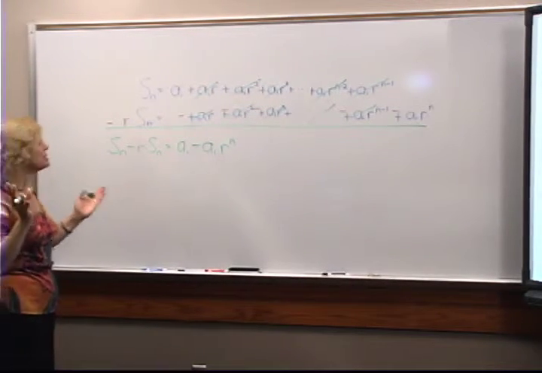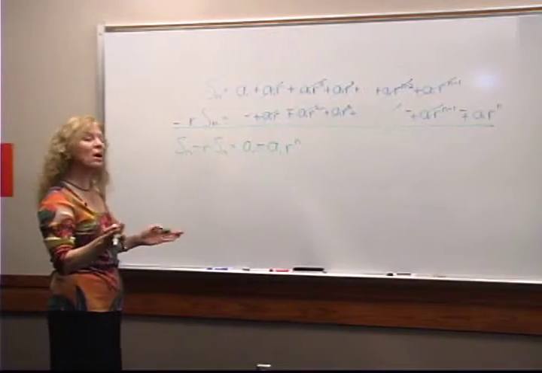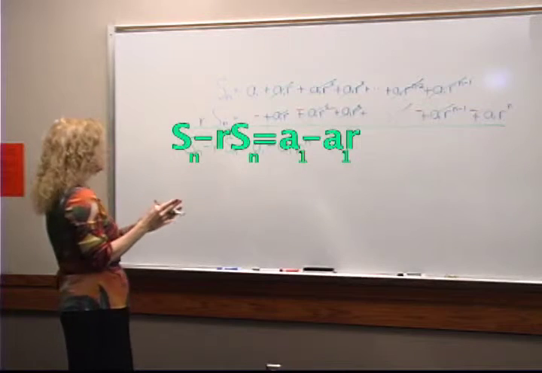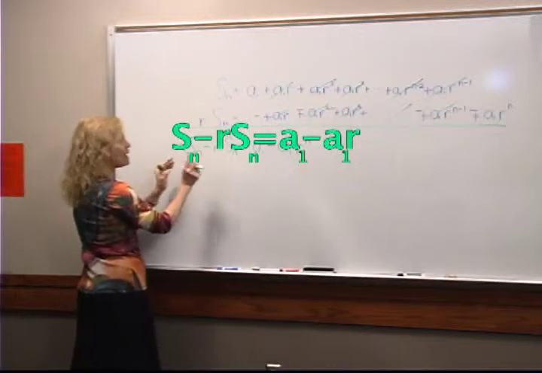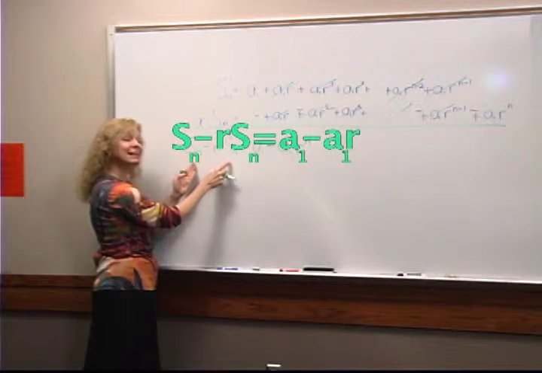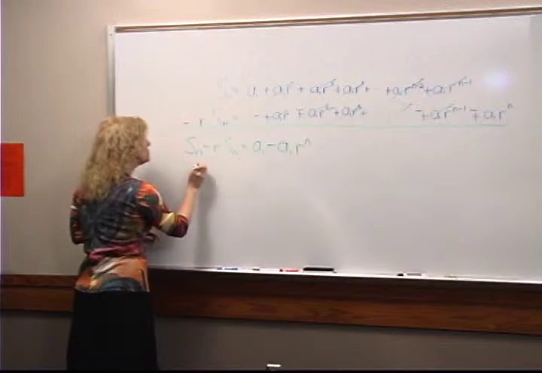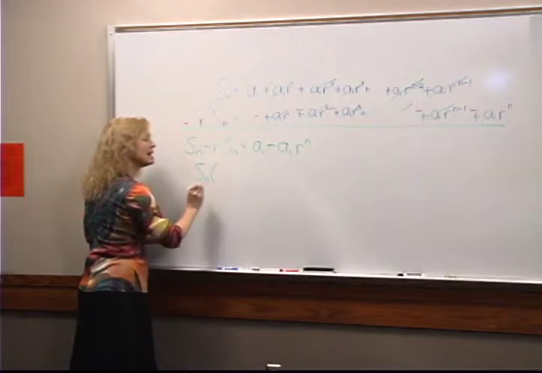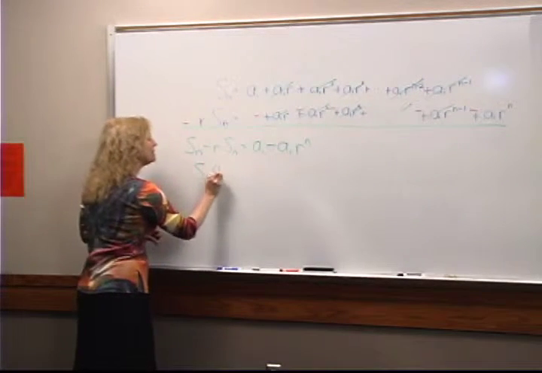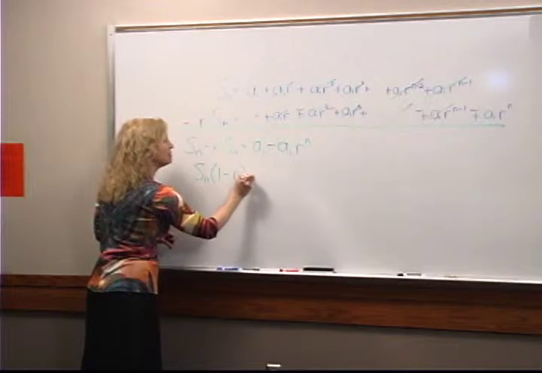Wow, that was a huge help to us. For one thing, it got rid of that whole middle section that I couldn't deal with. Now I'm just about done. I look at this and I want to get the S sub n by itself. So what I do is I factor the S sub n out of these two terms. And that would leave me with 1 minus r.